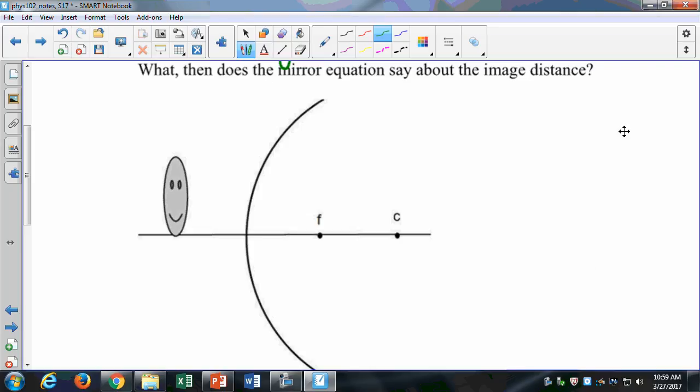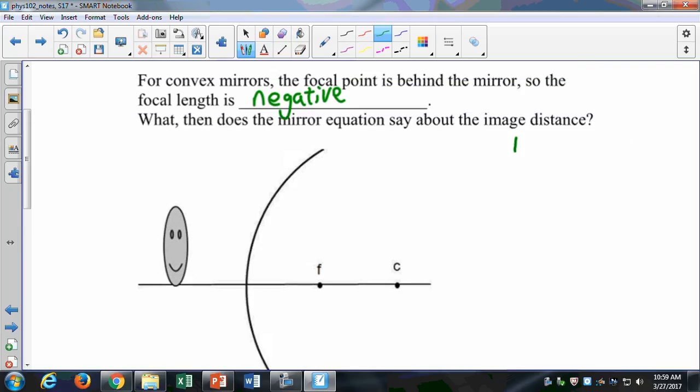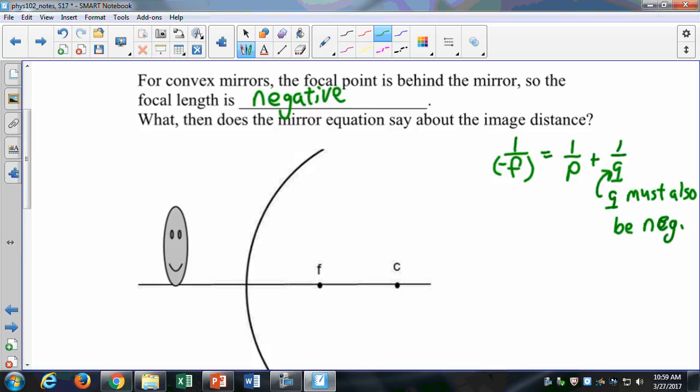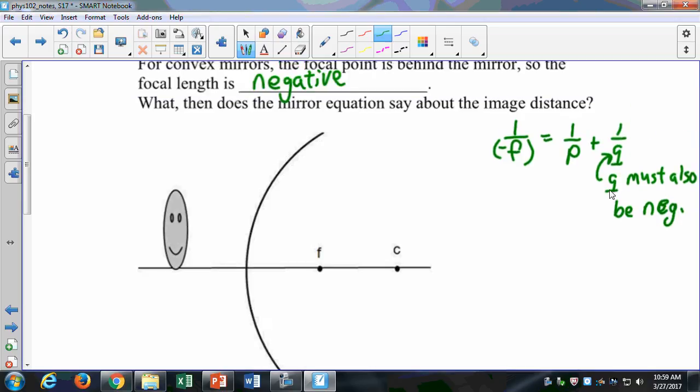Okay, so then if f is negative, 1 over f is a negative value, 1 over p plus 1 over q. What does that tell us about the image distance? Well, if this value is positive, the only way to make this value negative is that this value will also be negative. So with convex mirrors, if the focal length is negative, then q must also be negative. All right? So we're looking for then a virtual image.